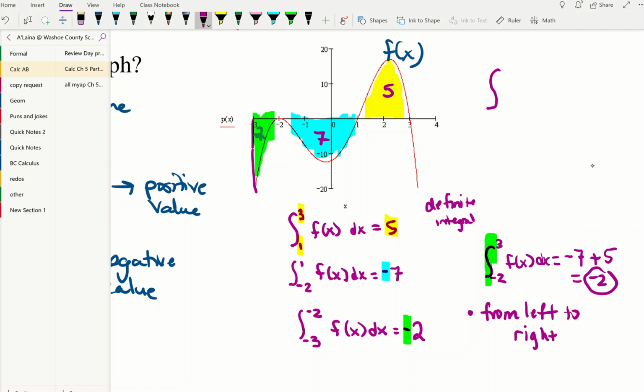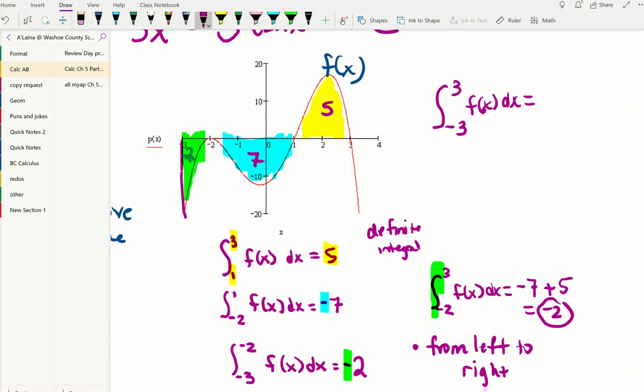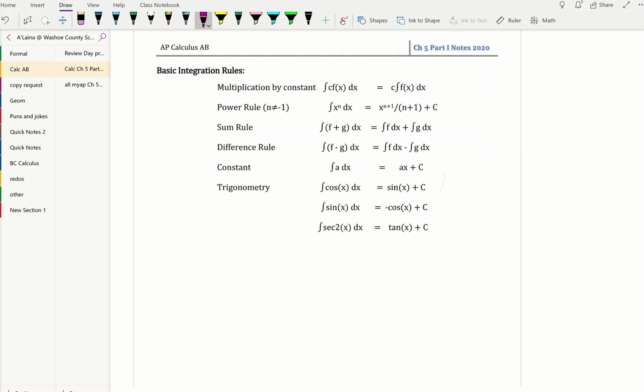Let's do one more. I could do from -3 to 3. I could have done many other combinations of integrals here, but we'll just explore this. I would start at my green region from -3 to -2, which has an area of -2. Then I would combine with that my blue region, which has an area of -7, and this goes all the way to the end. I would combine with my yellow, and this has an accumulation, a summation of an area of -4. And again, this is negative because more of the area is below the x-axis than is above the x-axis.